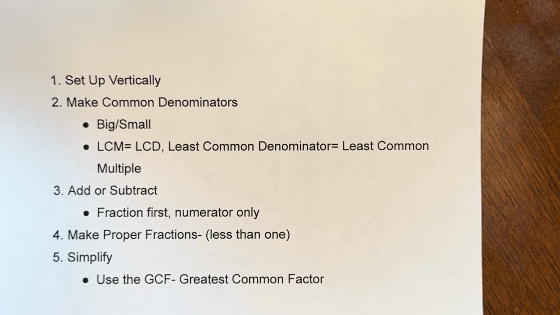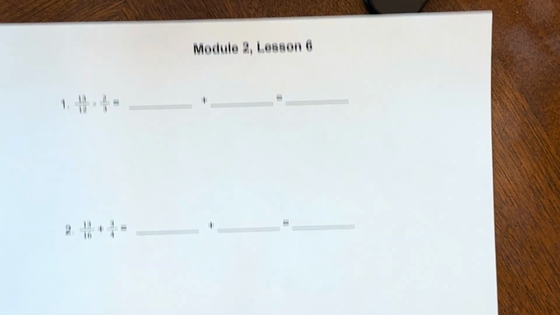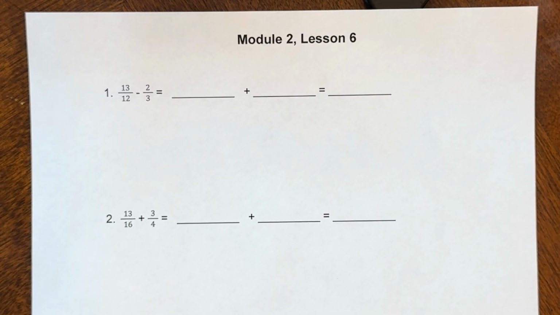I'm going to use a strategy to make common denominators. I'm going to add or subtract, and then make proper fractions. So if my fraction is greater than 1, I'm going to make it a less than 1 fraction. And if I know how, I'm going to simplify. Okay, so here's my first problem.